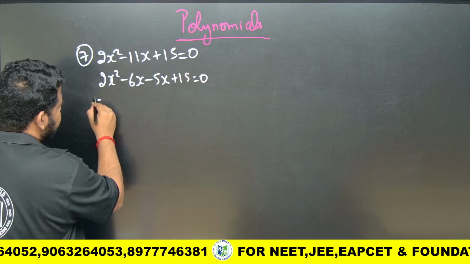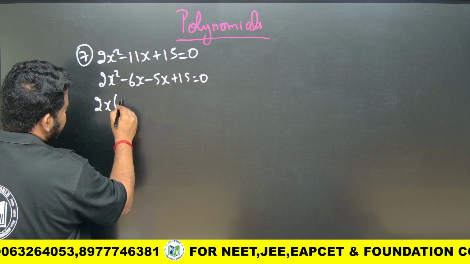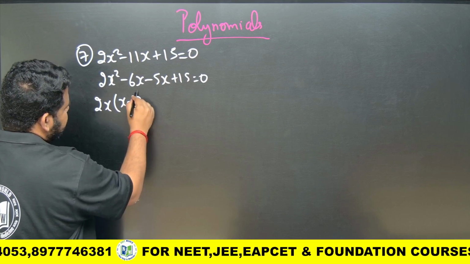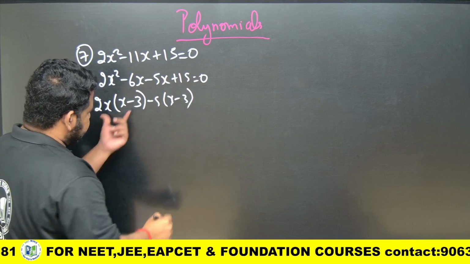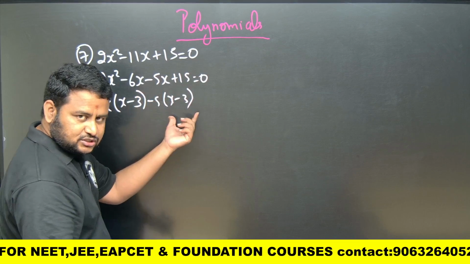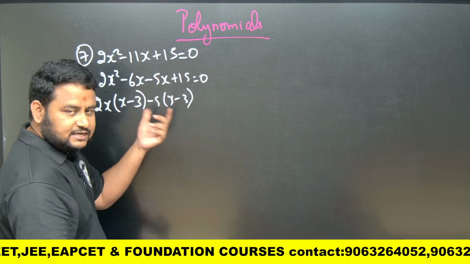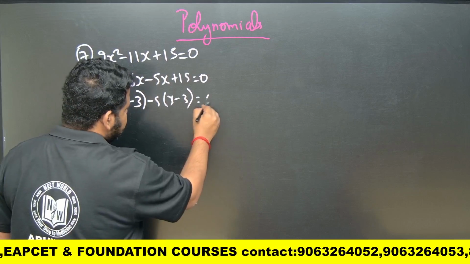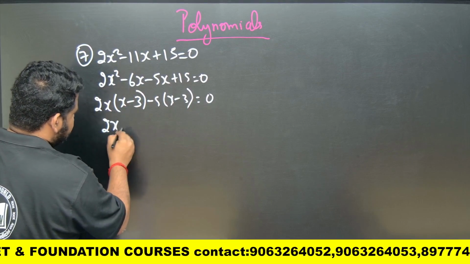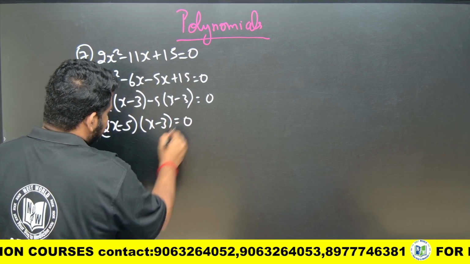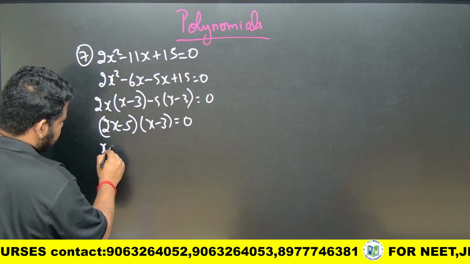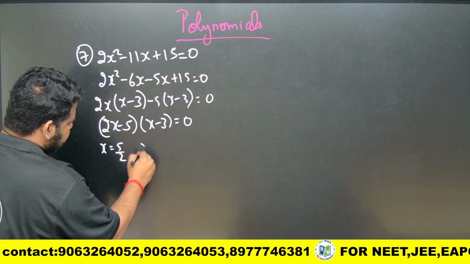Here if I take 2x common, this will become x minus 3, then minus 5 into x minus 3. Whatever I am writing in the bracket here, if it is x minus 3, here also it should be x minus 3 itself. This you would have learnt in 9th class. This is equal to 0. So this will be 2x minus 5 into x minus 3 is equal to 0. So x will be equal to 5 by 2, and here x will be equal to 3.